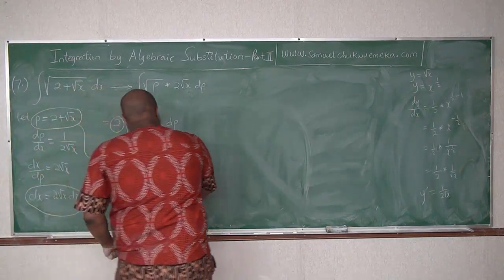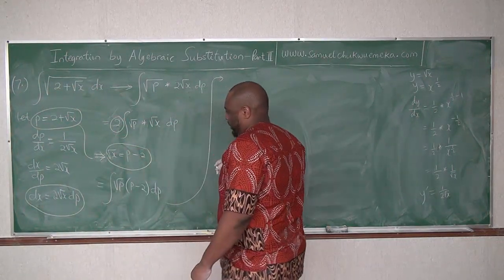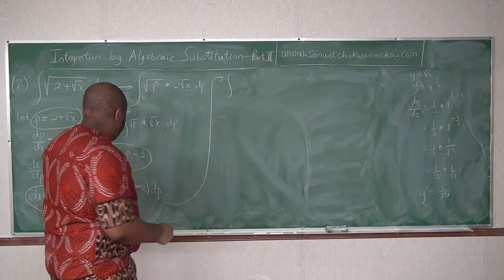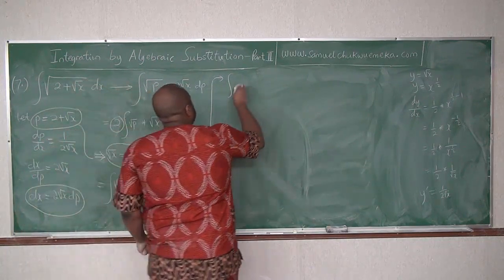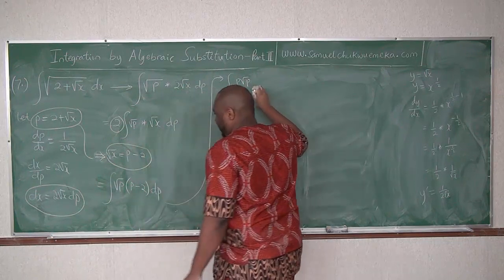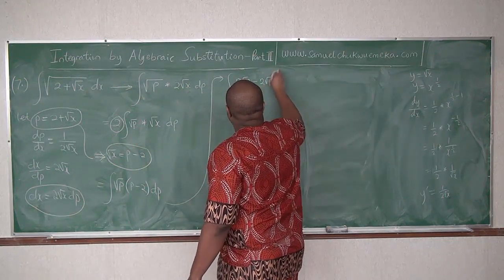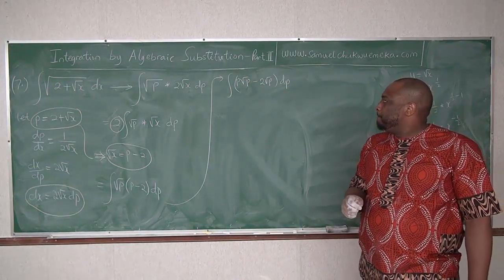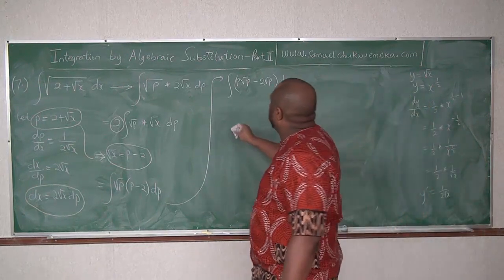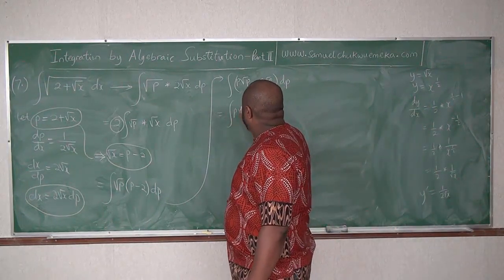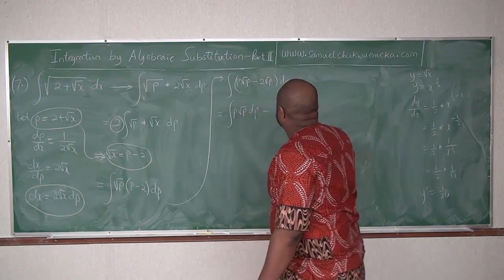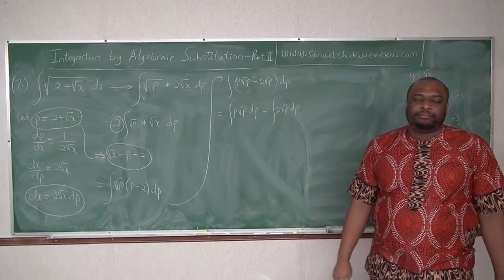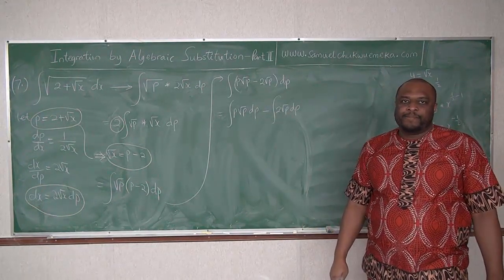So this gives us the integral. We can go ahead and expand it. So we have integral p root p minus 2 root p dp. Right? So this will be integral of p root p dp minus integral of 2 root p dp. Okay?